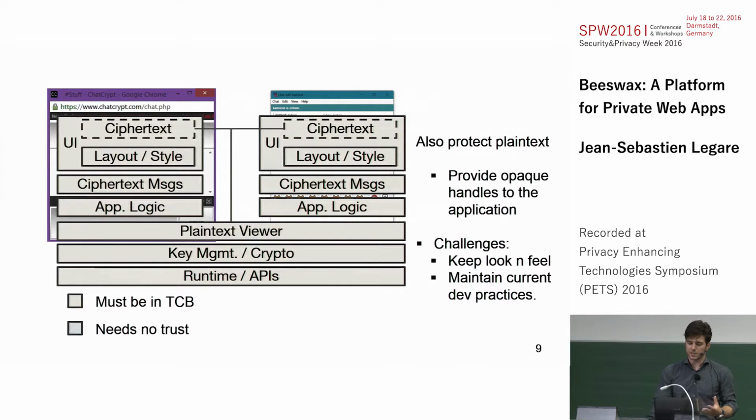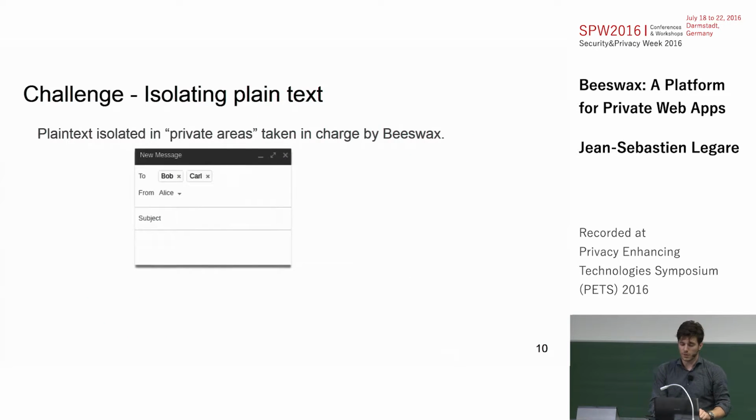All the application sees is ciphertext. And the only way application developers are going to use the platform is if it's easy to use and if they can keep doing what they're doing, having a look and feel that's different for each application, and maintaining their development practices. So there's a lot going on under the hood. I'm not going to cover everything now, but I want to give you an overview of how it works.